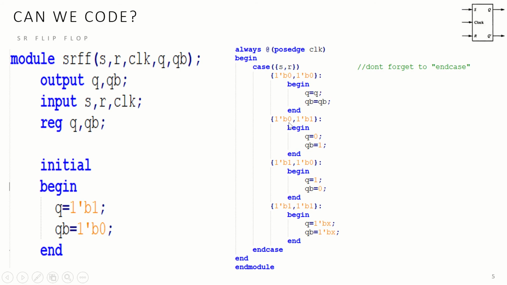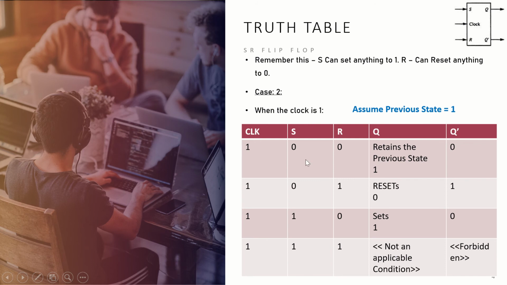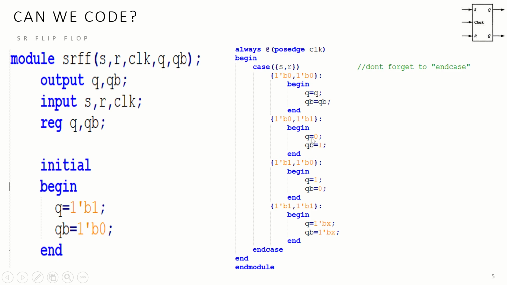We retained it. Now S is 0, R is 1. What will be the status? S0, R1, so it resets. You can see that here I go with the resetting option. I have reset it: Q equal to 0, Q bar equal to 1 because it's complemented. Now I go with set as 1 and reset as 0. Now Q is 1 and Q bar is 0.